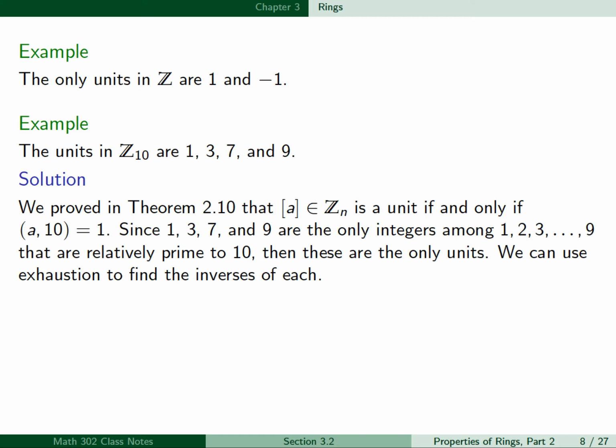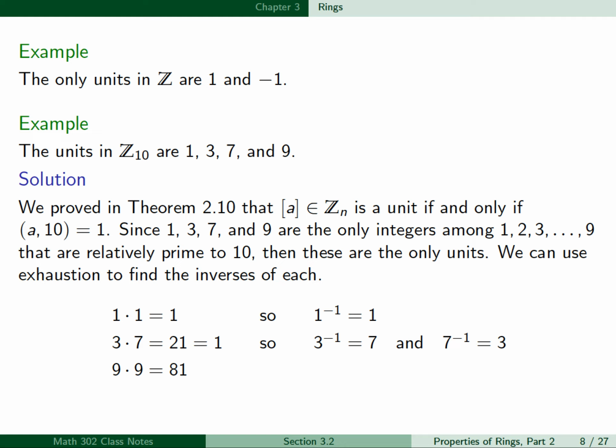And we can use exhaustion to find the inverses of each. So 1 times 1 is 1, so the inverse of 1 is just itself. 3 times 7 is 21, which in Z10 is 1. So the multiplicative inverse of 3 is 7, and the multiplicative inverse of 7 is 3. And finally, 9 times 9 is 81, which is equal to 1 in Z10. So the multiplicative inverse of 9 is itself.